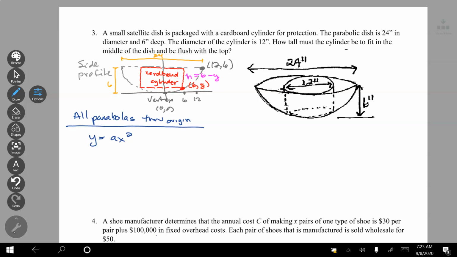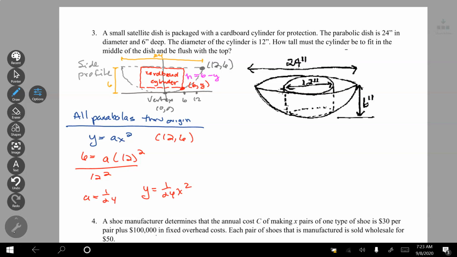Well, all parabolas that have the vertex at the origin are y equals ax squared, and I know I have the point 12, 6. I could plug this in here. So I have the equation y equals 1 over 24 x squared as the general equation for this parabola.